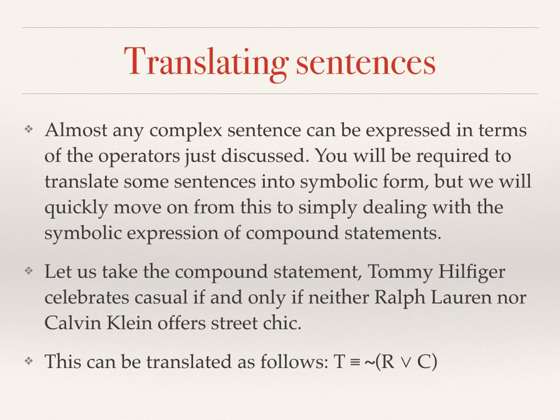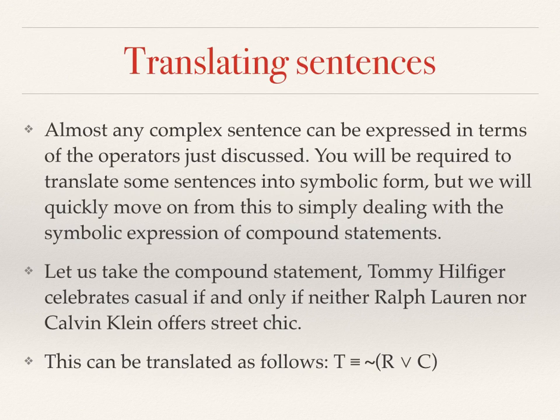And the main operator is the main thing that connects the two statements, or the main thing that we look at last when we're determining the truth value. In this particular case, the main operator is the triple bar. So the statement Tommy Hilfiger celebrates casual if and only if, that's the key operator here, neither Ralph Lauren nor Calvin Klein offers street chic. So this neither-nor is a disjunction, but it's a disjunction that's negated. So we have the negation sign outside the parentheses at the R or C.